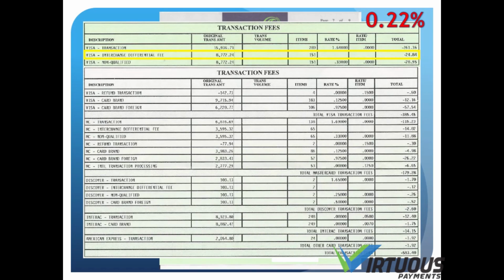The Visa interchange differential fee is the amount that was charged to cover the difference between 1.42% and the cost of the different types of cards. This is paid by all merchants.